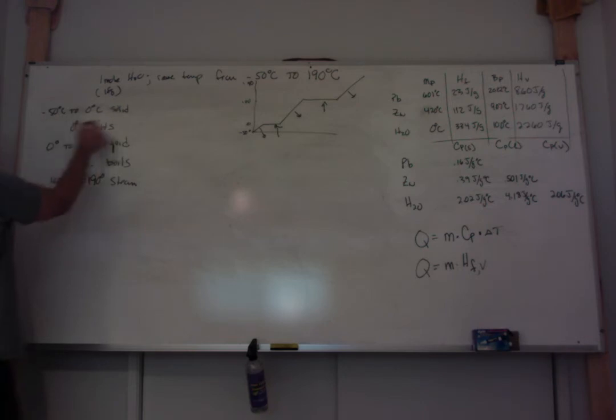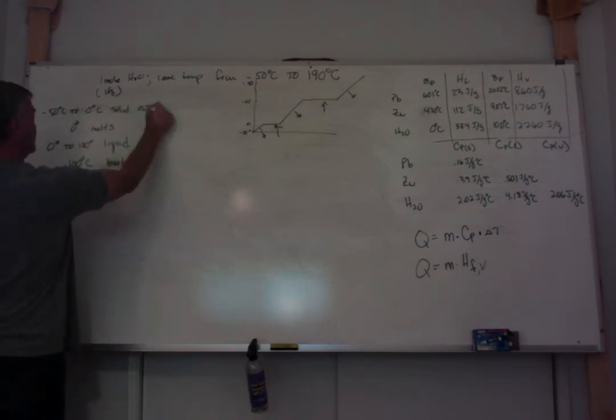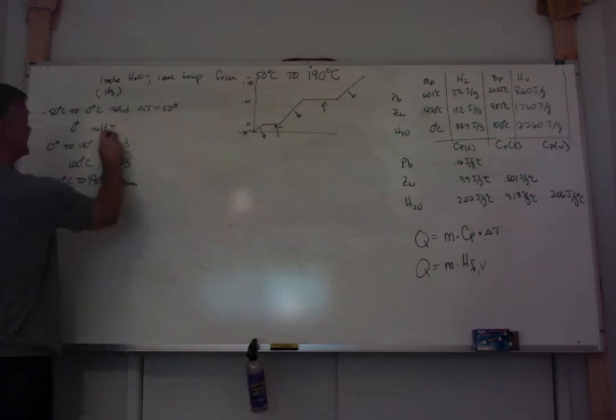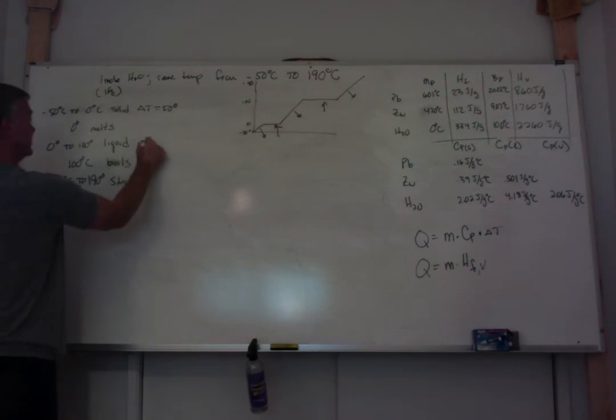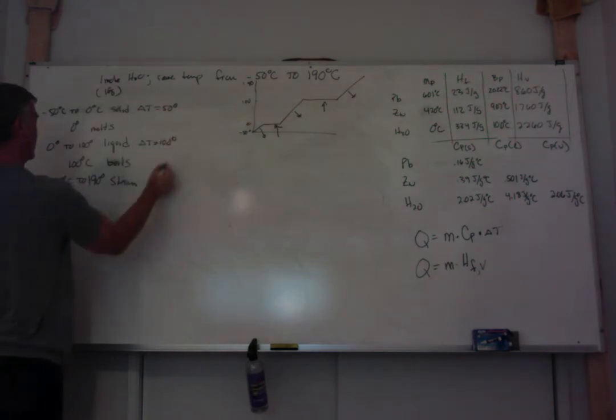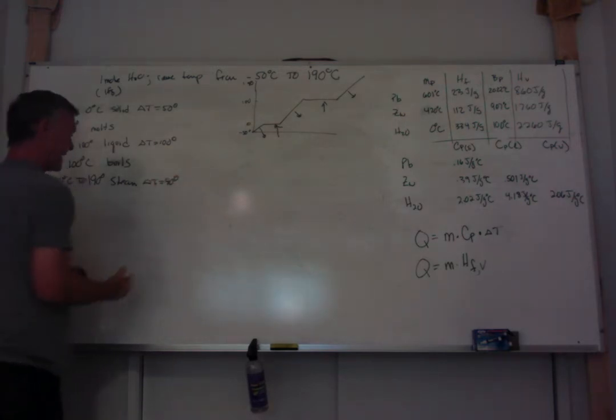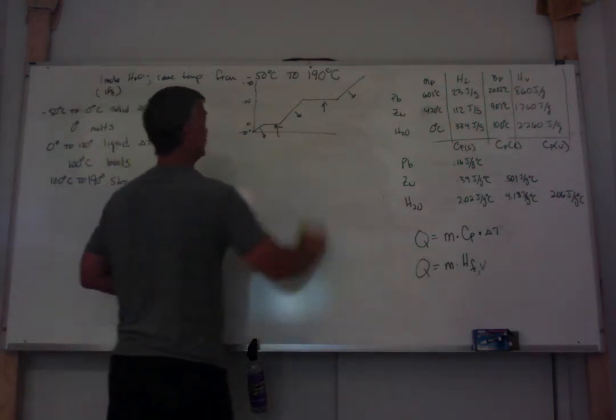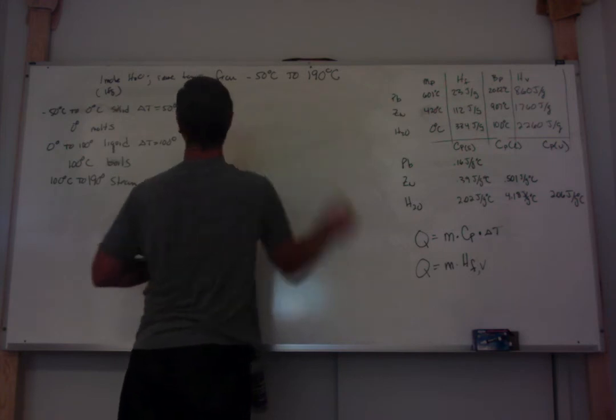This delta T right here is 50 degrees. No delta T here. Delta T here is 100 degrees. And delta T here is 90 degrees. And so now I can work each one of those three out.